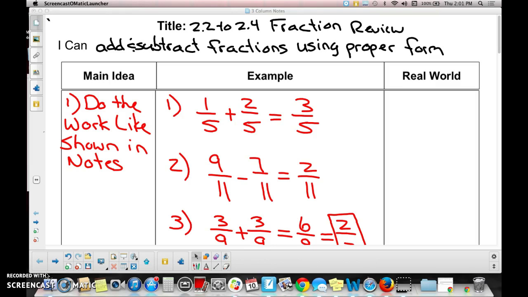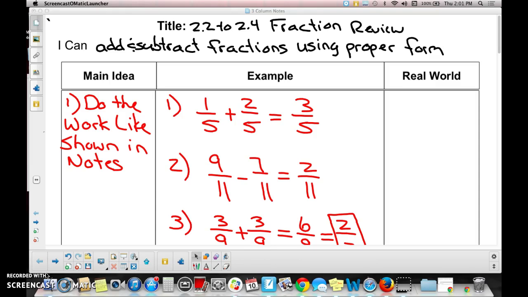I can add and subtract fractions using proper form. We are doing 2.2, 2.3, and 2.4. We've already done adding and subtracting of fractions. As you know, our test was kind of a downer when it came to the form, or the way of doing this correctly. Therefore, our first main idea is: do the work like shown in your notes.